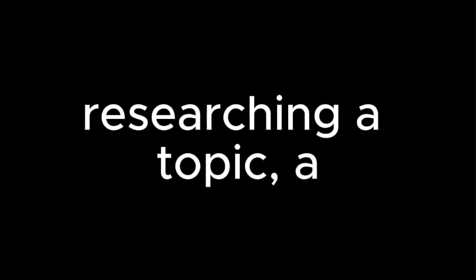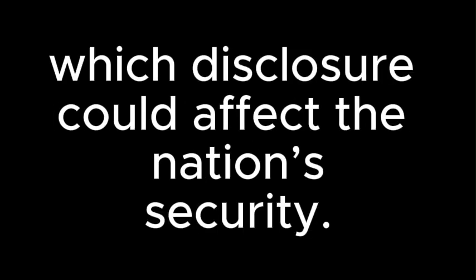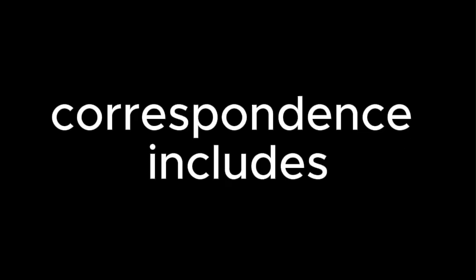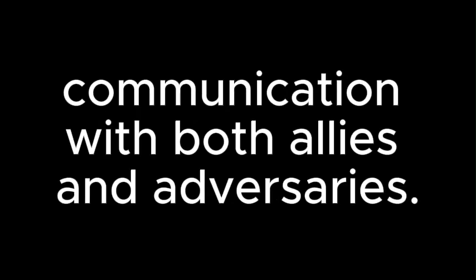Question 20. While researching a topic, a student has taken the following notes. The US government classifies sensitive information according to the degree to which disclosure could affect the nation's security. Information that could cause damage to national security is classified as confidential. Information that could cause serious damage to national security is classified as secret. Most routine diplomatic correspondence, if disclosed, could cause damage but not serious damage to national security. Diplomatic correspondence includes communication with both allies and adversaries.